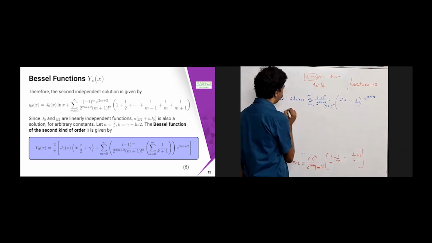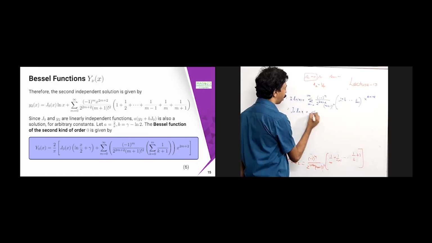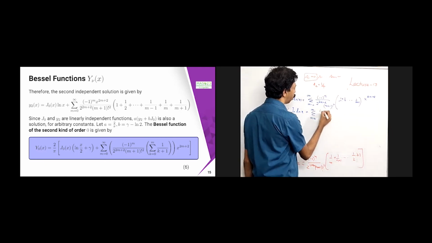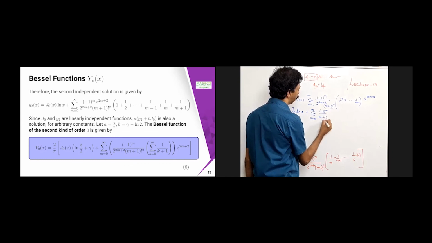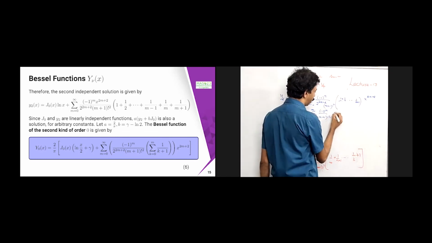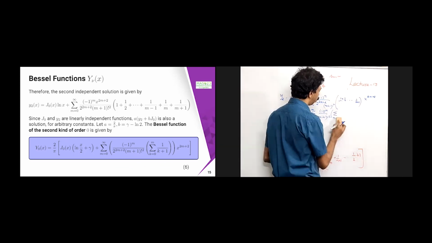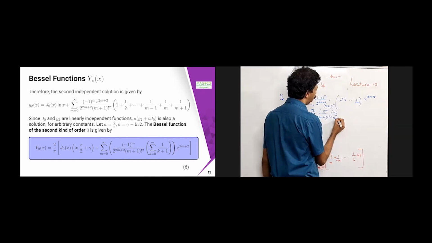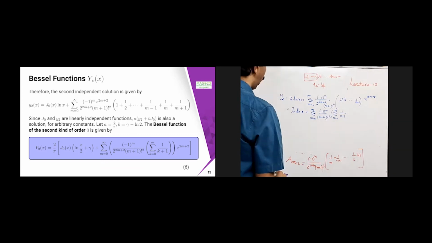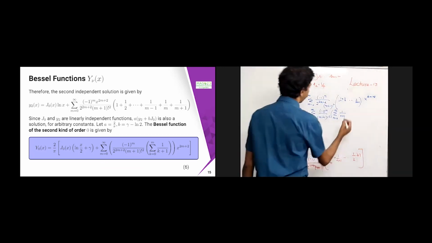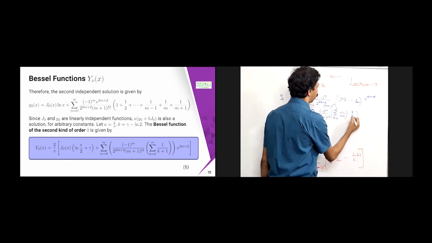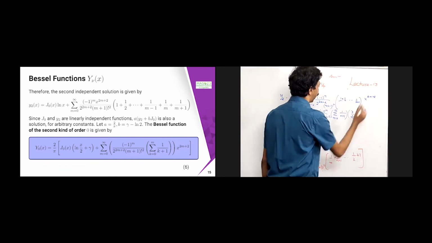So this one I can write as equal to J0 into ln x plus summation m equal to 0 to infinity, minus 1 power m divided by m plus 1 factorial square, again a summation, n equal to 0 to m, 1 by n plus 1. You can see that when n equal to 0, this is going to be 1, 2, etc., up to n plus 1, into x by 2 power 2m plus 2. This is the one I can write.